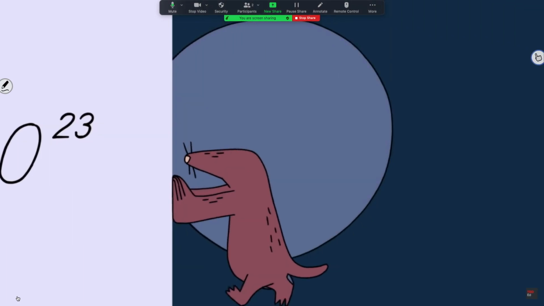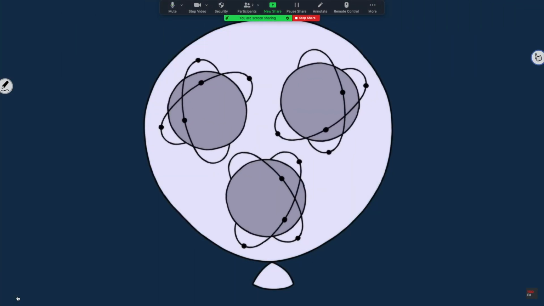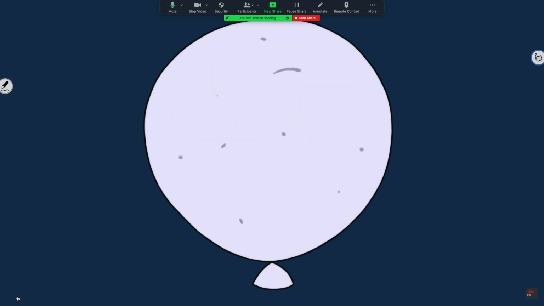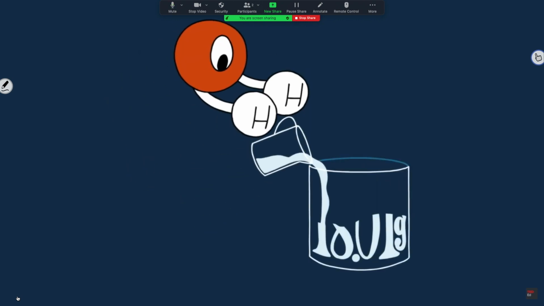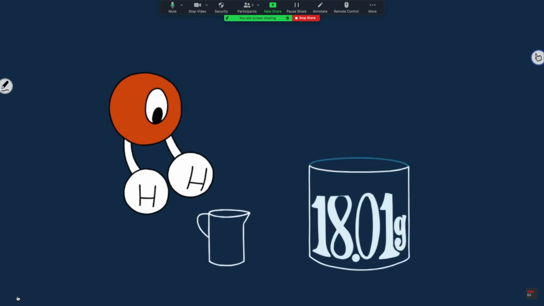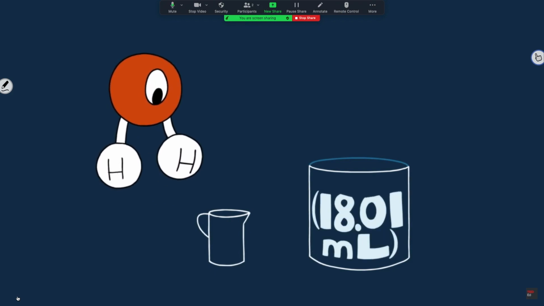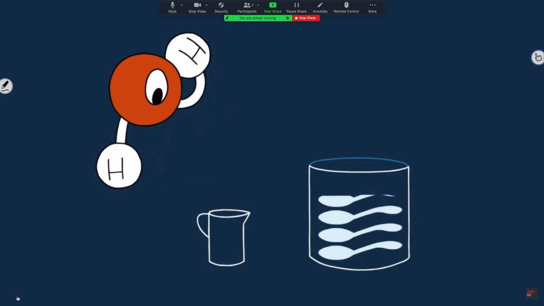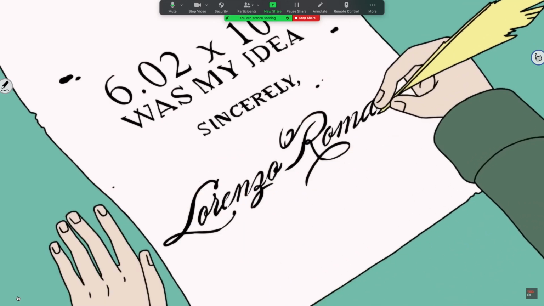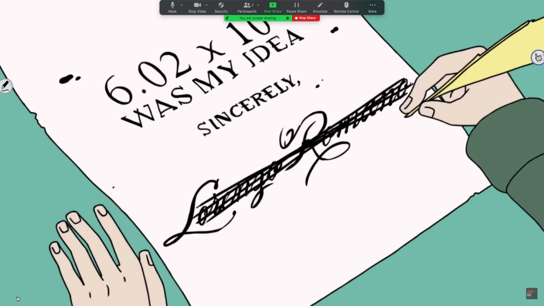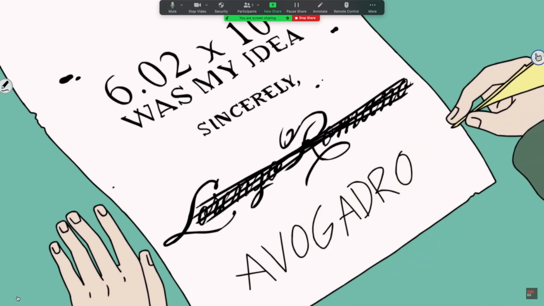This example is a little misleading because gases take up a lot of space due to the high kinetic energy of the gas particles, and it leaves you thinking atoms are bigger than they really are. Instead, think of water molecules. If you pour 18.01 grams of water into a glass, which is 18.01 milliliters, which is like 3.5 teaspoons of water, you'll have 602 sextillion molecules of water. Since Lorenzo Romano, never mind, Avogadro was the first one to come up with this idea.